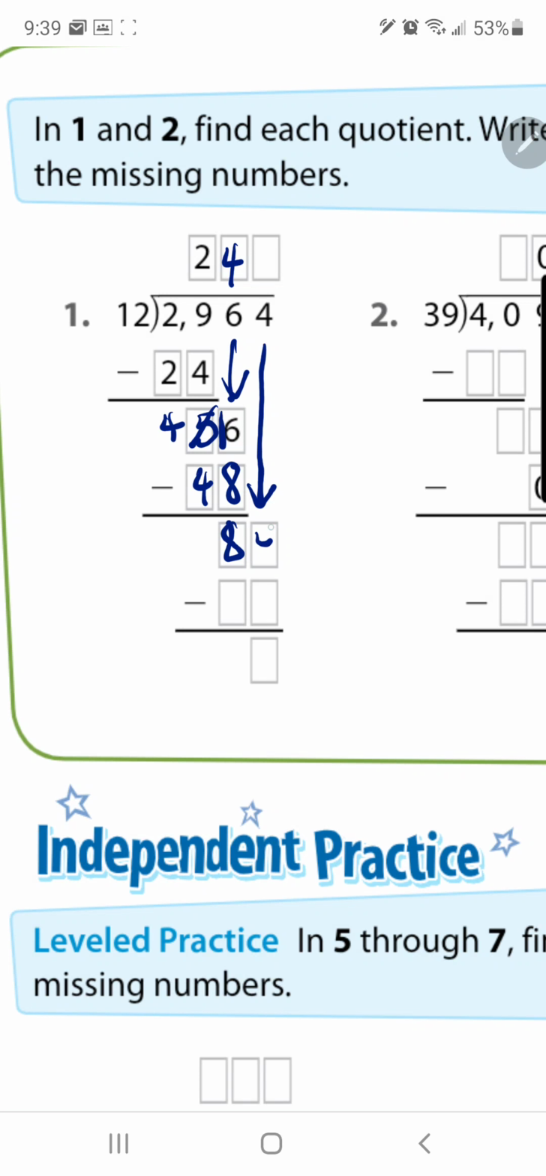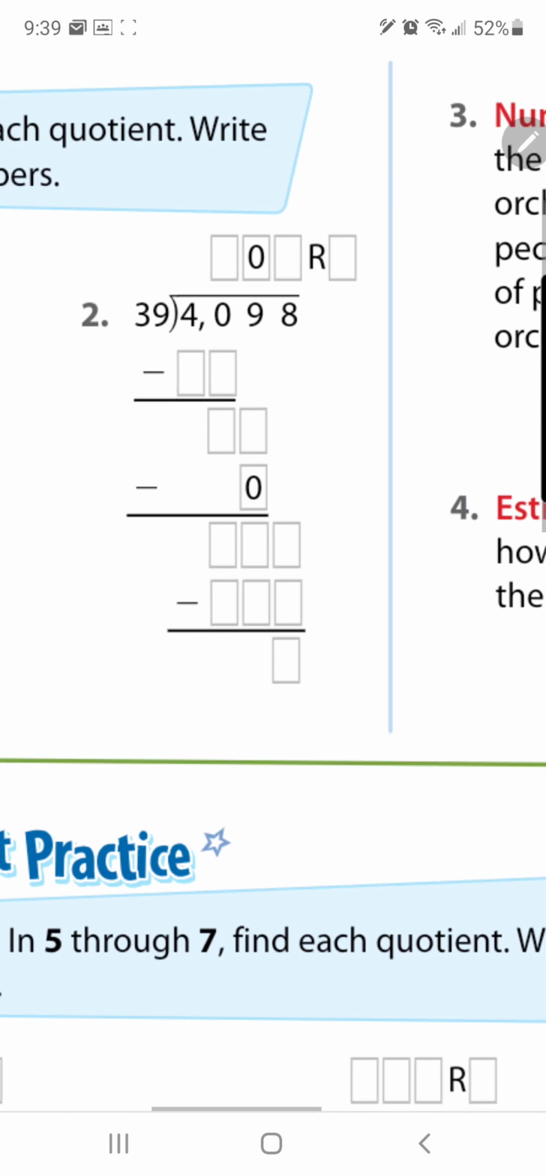You have a 4. 12 times what gives you 84? Well, I know that 12 times 7 gives me 84. So therefore, I find the difference and it gives me 0. I have nothing else to bring down, so that means that either you can say that this is a remainder 0 or just simply 247 as your quotient. Okay? All right, so let's move on to number 2.